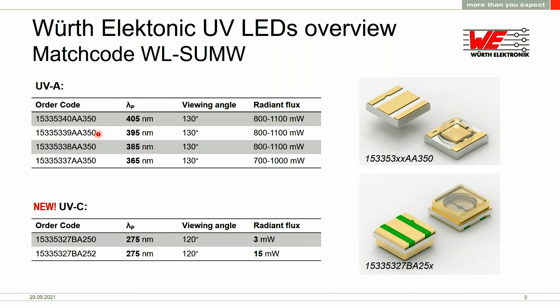So first I want to give you a short overview of what our current Würth Elektronik UV LED products look like. Currently in our portfolio, we have a few UVA LEDs with different wavelengths from 365 nanometers to 405 nanometers. And since a few months already, we have UVC LEDs with 275 nanometers and two different optical powers. The optical power for the LEDs is usually called the radiant flux.